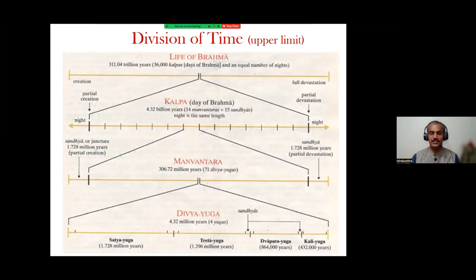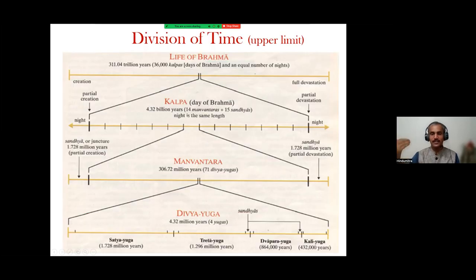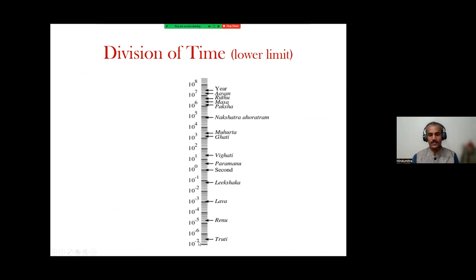Another interesting part is the division of time. In the upper time, we see the yuga system. Each Divya Yuga is separated into four yugas, Satya, Treta, Dvapara, and Kali, and it is a part of 71 Manvantaras. And the 14 Manvantaras make a day of Brahma, which is called Kalpa. And then the full life of Brahma is 311 trillion years, which has various sections to it. In the Rig Veda, we see the yuga system in different calendars. So these are the different names of yugas. And the lower limit comes to the order of 10 to the power of 7, called Truti.